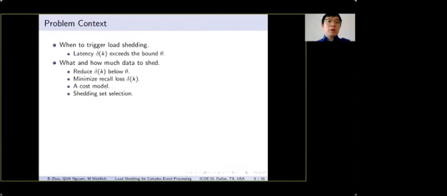To perform load shedding, we need to solve 3 problems. The first problem is to decide when to trigger load shedding. This is solved by monitoring the CEP system's latency to decide whether it is above a predefined threshold. The second and third problems are what and how much data to shed. This is achieved by a cost model and the algorithm of shedding set selection based on it.